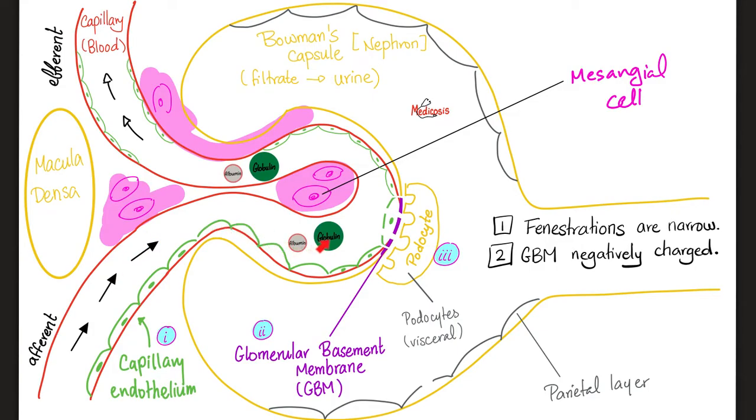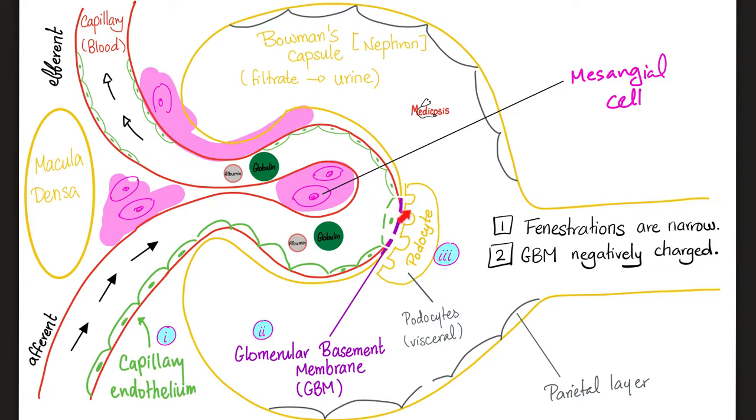Normally, the plasma proteins should not end up in your urine. Why not? Who's preventing them? Two forces. Number one, the fenestrations of your endothelium are very narrow and the proteins are big, so proteins will not fit. Number two, your glomerular basement membrane is negatively charged and the proteins are negatively charged. If you remember my video on urine electrophoresis, they were negatively charged. That's why they were attracted to the positive electrode. So negative here and negative here, they will repel each other. That's why normally you will not see proteins in the urine.